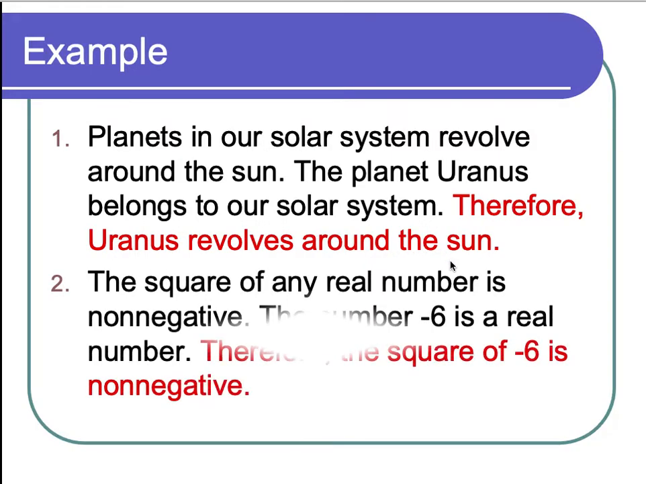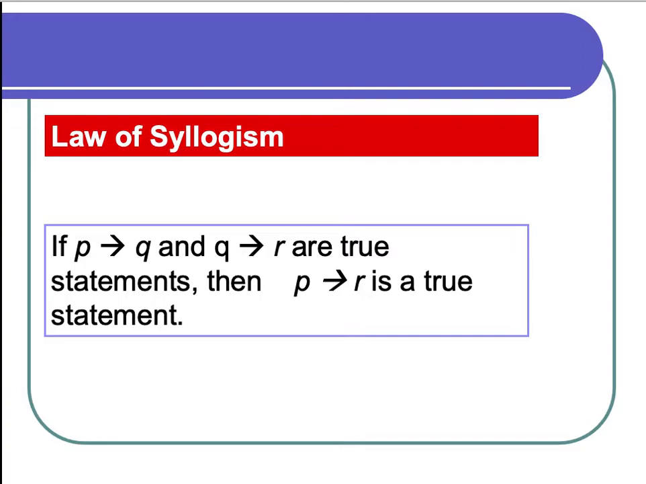Another example, the square of any real number is non-negative. The number negative 6 is a real number. Therefore, the square of negative 6 is non-negative. Then another law of deductive reasoning is the law of syllogism. So we have two statements here. If P to Q and Q to R are true statements, then P to R is a true statement.